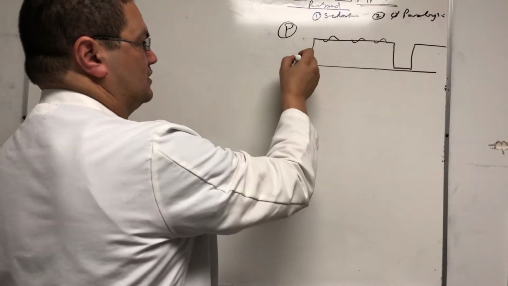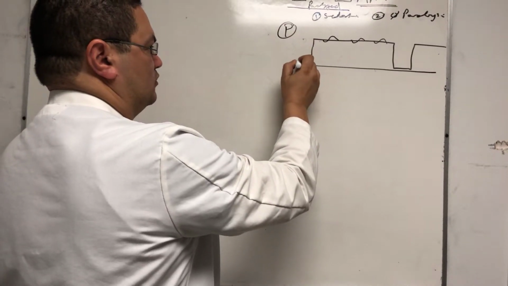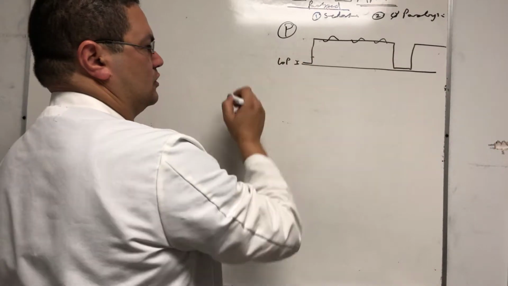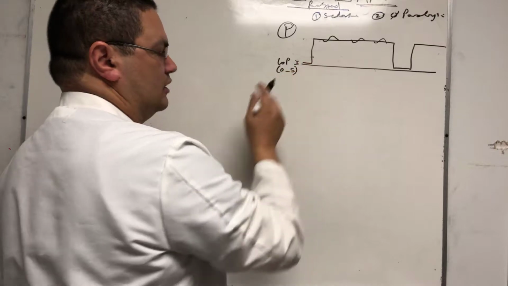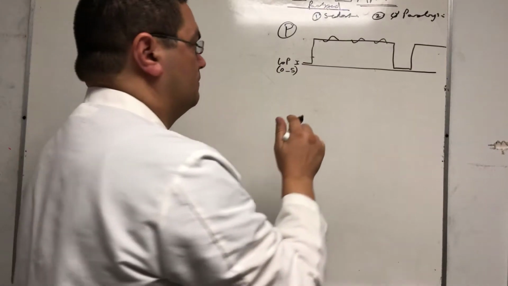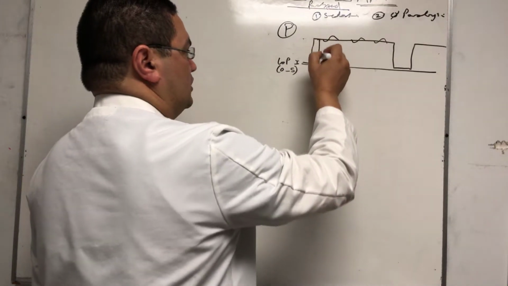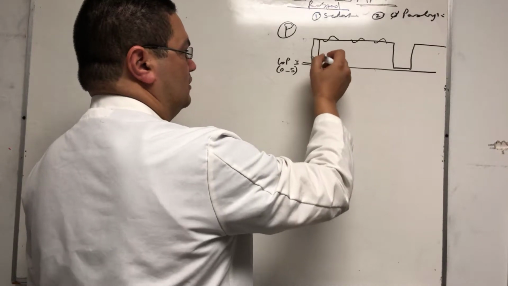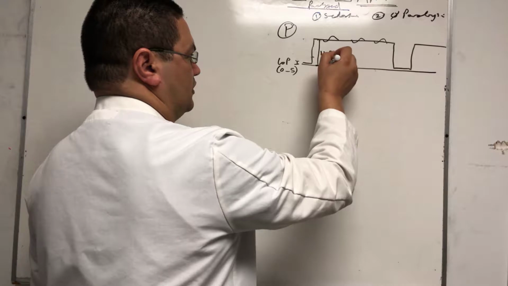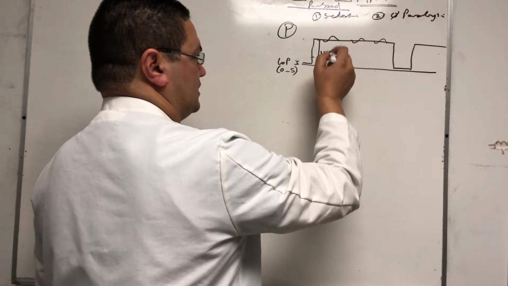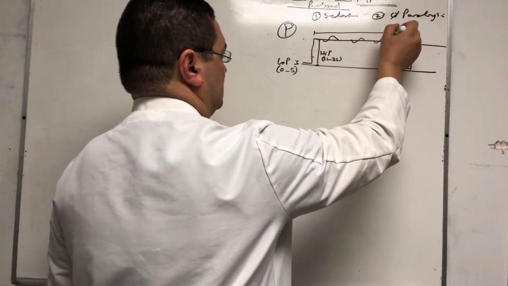What are the set parameters? Set parameters are from here to here. That's called the low pressure, which ranges between 0 to 5. Very, very small. And then from here all the way down to the 0 is high pressure, and that ranges between 25 to 35. All of these are startup settings, right? You can change them.